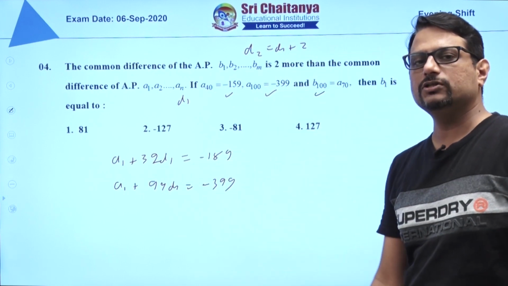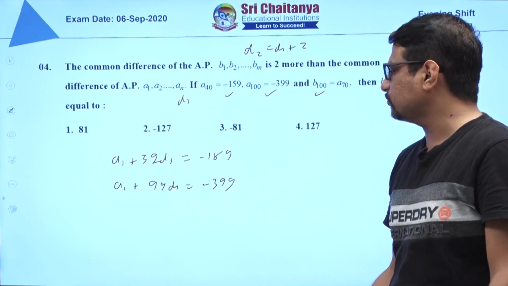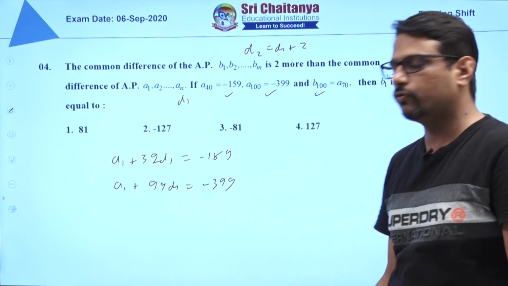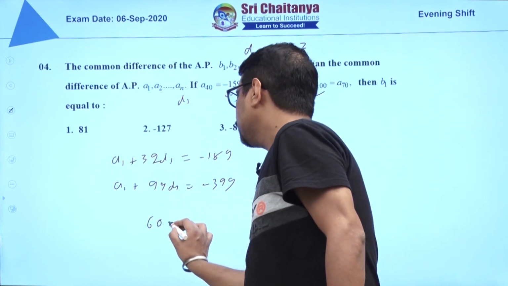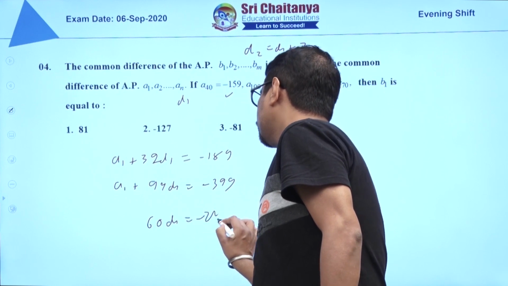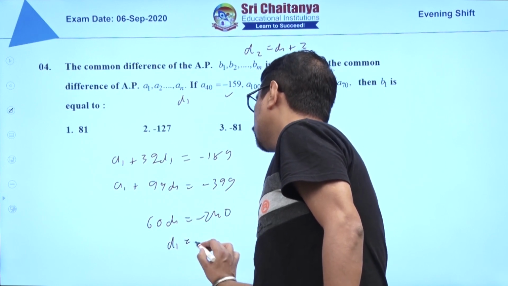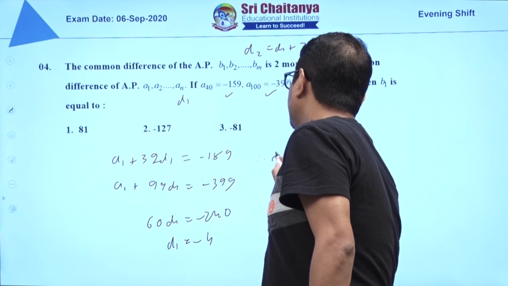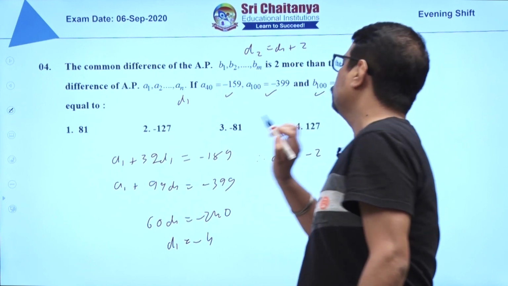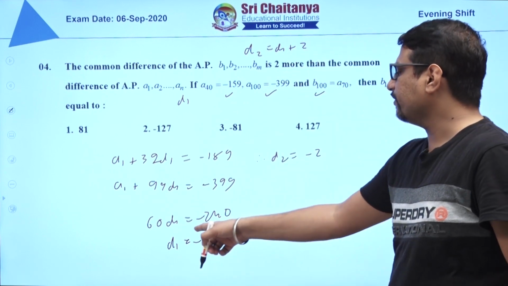So these are two equations. When you subtract, you get the d1 value, which will be 60 d1 is equal to minus 240. So 60 d1 equals minus 240. That means d1 is equal to minus 4. Hence d2 will be equal to what? Minus 2. A1 you can find from here.